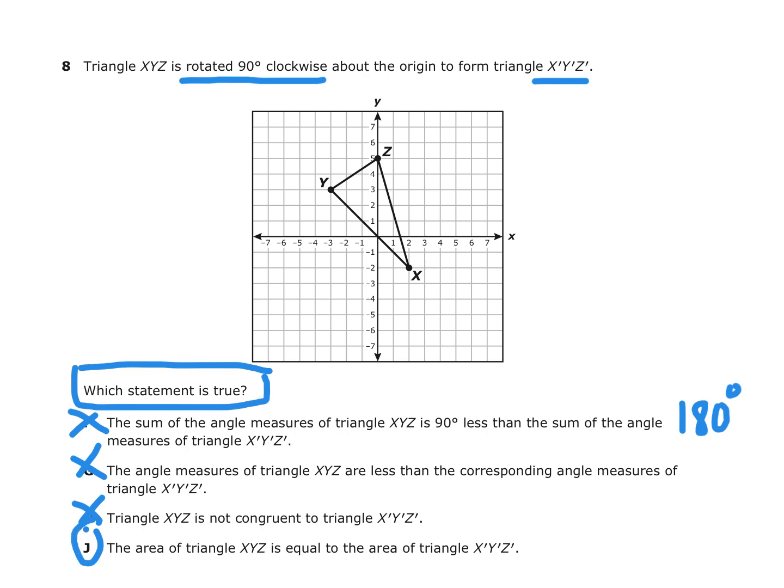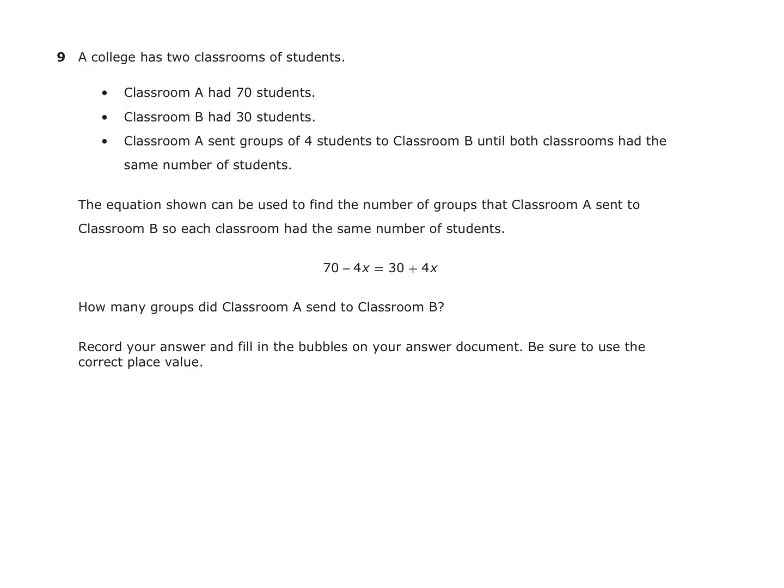And once again, with this type of question, you have to go through all of the answers and try to see which is true, which is false. And if they're asking for a true statement like they are in this case, that means that 3 of them will be false and only one of them is true. It was answer J in this case.